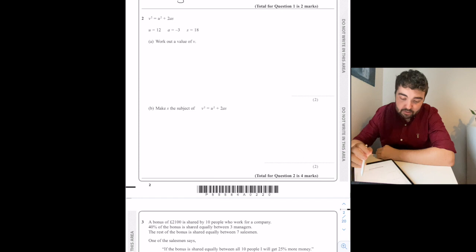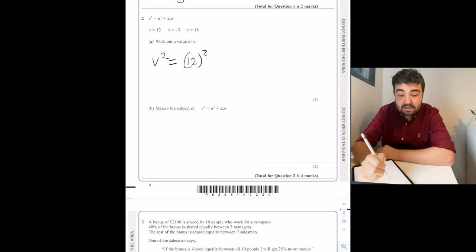Work out the value of v. We're just going to put those things in there. So v squared equals u, which is 12. With these, it's always easier to just use brackets. If you insert a number, just put it in brackets. Mathematically, do you need to? No. Does it mean exactly the same thing? Yes, it completely does. But I think it makes it look a little bit more digestible, and that's what I do.